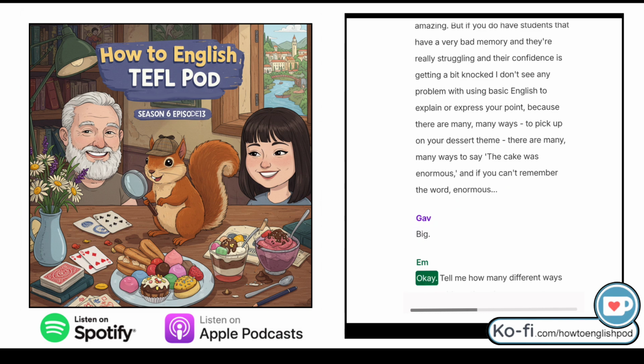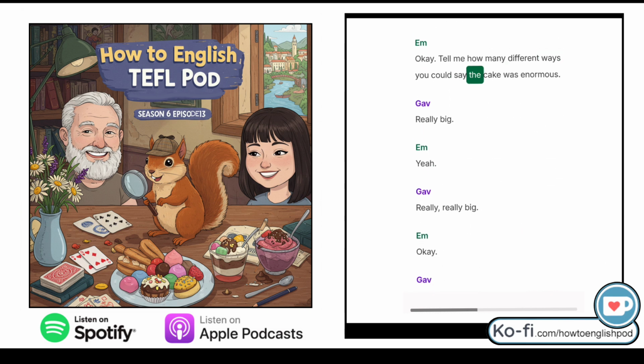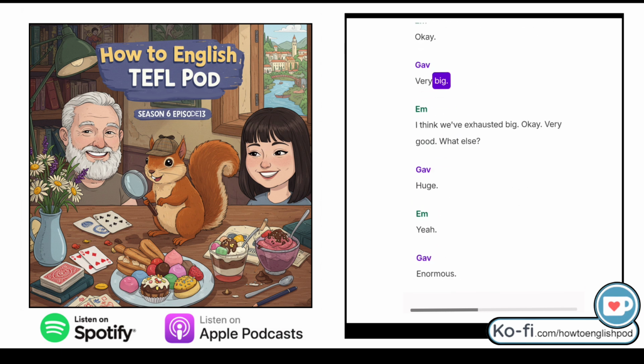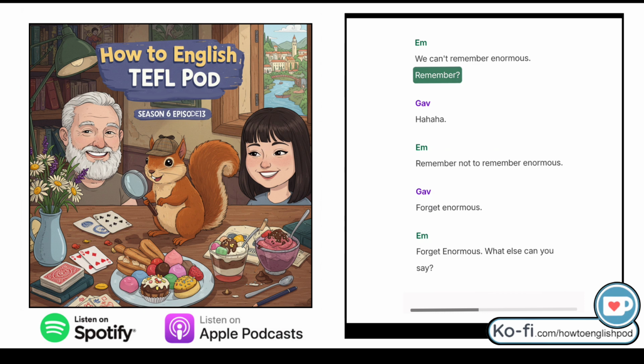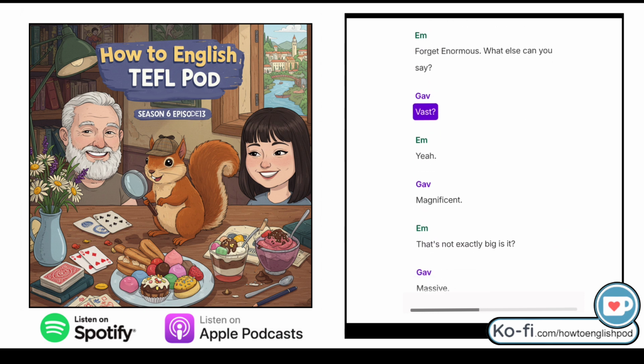Big. Okay, tell me how many different ways you could say the cake was enormous. Really big. Yeah. Really, really big. Okay. Very big. I think we've exhausted big. Okay, very good. What else? Huge. Yeah. Enormous. We can't remember enormous, remember? Remember not to remember enormous. Forget enormous. What else can you say? Vast. Yeah.